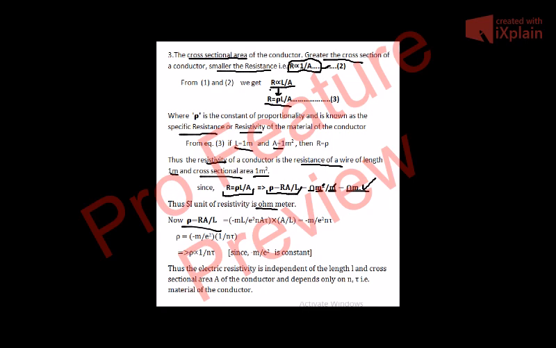It will be equal to the resistance, R equals minus m L upon e square n A tau, into A upon L. That is equal to minus m upon e square n tau. So rho will be equal to minus m upon e square into 1 upon n tau. m is the mass of the electron, e is the charge of the electron. Mass of the electron is constant, charge of the electron is constant. So rho will be equal to constant into 1 upon n tau, which means rho is proportional to 1 upon n tau, where n is the number density.